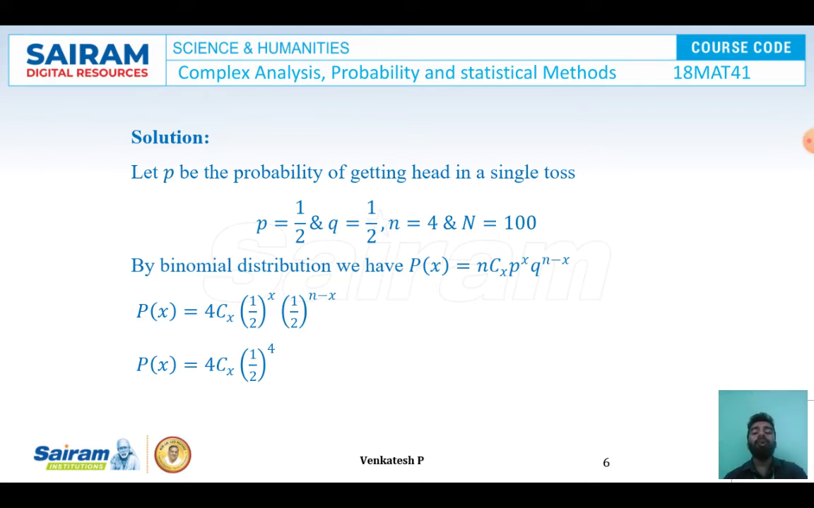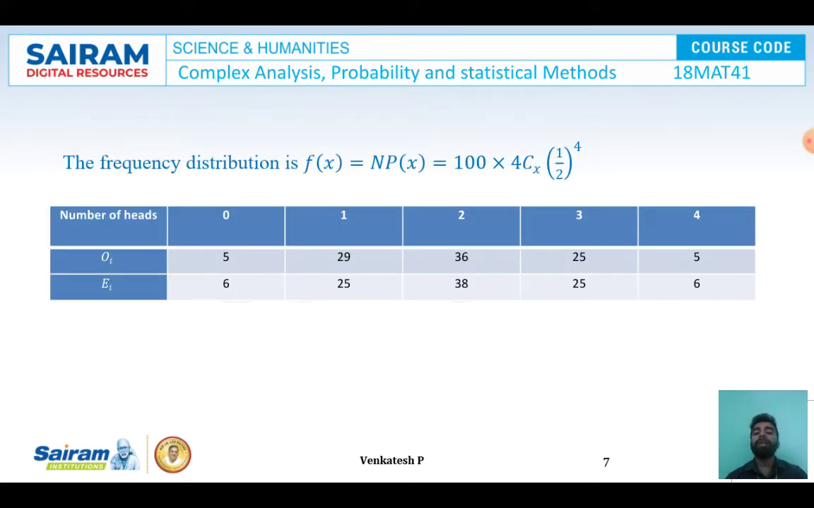Now I am going to calculate the expected frequency with respect to x is equal to 0, 1, 2, 3, 4. The frequency distribution will be obtained by small f of x is equal to N into p of x. N is given as 100, so 100 into 4Cx into 1 by 2 whole power 4. Now I am going to replace x is equal to 0, 1, 2, 3, 4.